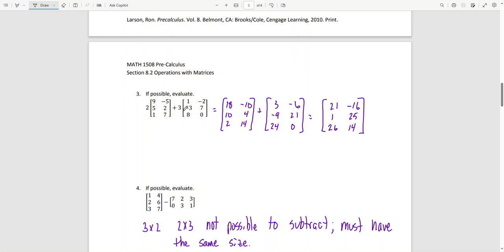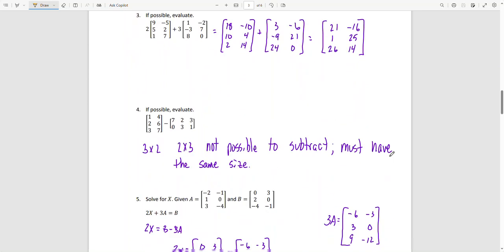Now that I've taken care of the multiplications, I can add. 18 and 3 is 21. -10 and -6 is -16, and so on. 14 and 0 gives us 14 on the very last one. It's exactly as we would want it to be if we had to come up with how do we combine these things, right? It's the most easy way to go. You just add them component-wise.